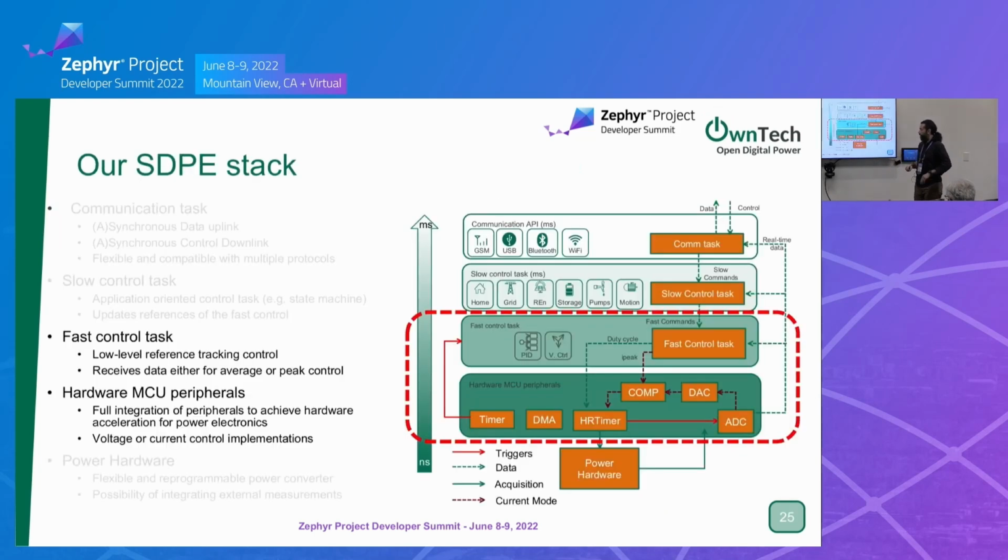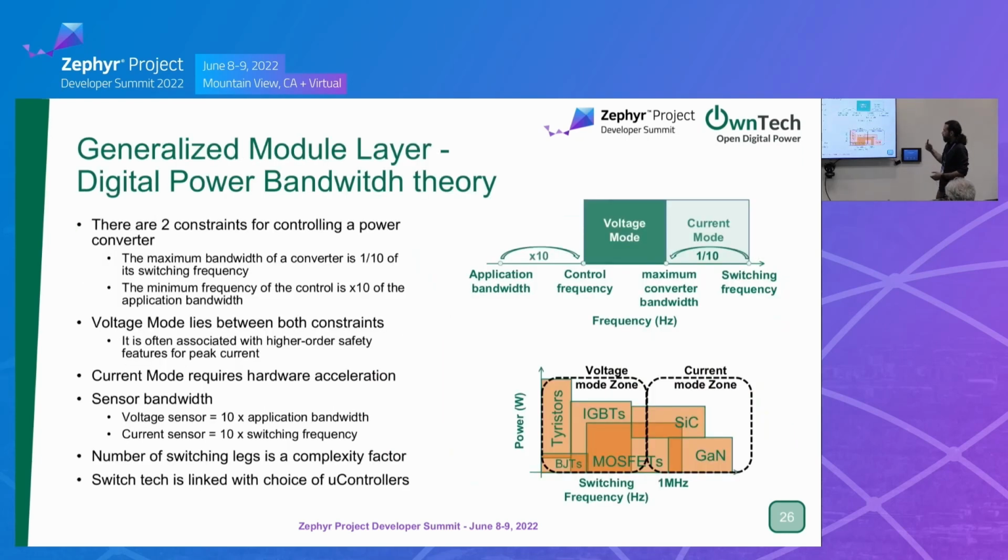So now that we have the power hardware and we know it can provide us the functions that we need, it comes the part where we go into the digital hardware. And that's where Zephyr is going to start to come into place. Before talking about Zephyr, what are the criteria of choosing your digital hardware? And this is important. You have 2 big constraints when you're controlling a power converter.